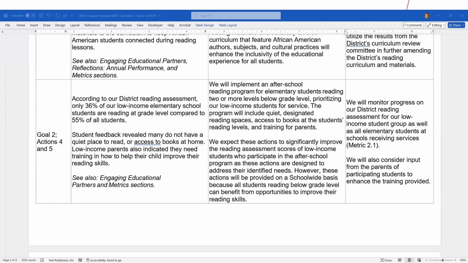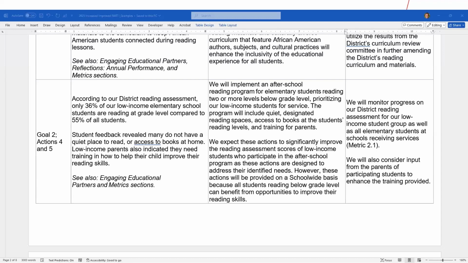They're identifying in their elementary schools, this is an area of need, okay? Student feedback revealed many do not have a quiet place to read or access to books at home. Low-income parents also indicated they need training in how to help their child improve their reading skills, right? So this is showing that the district is focusing. This is a school-wide action because it is being provided to elementary school students only. High school students don't get this, elementary school, okay?